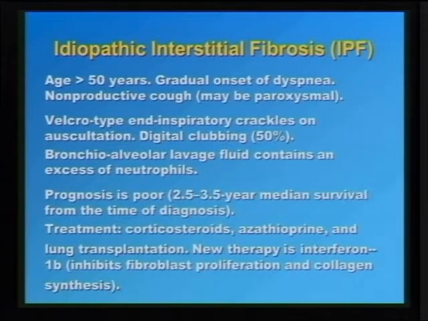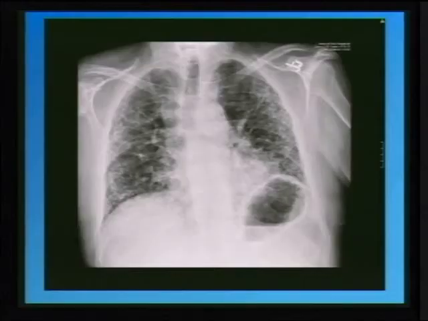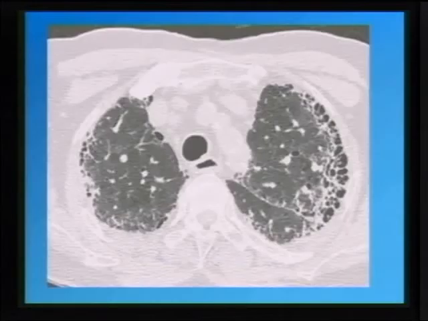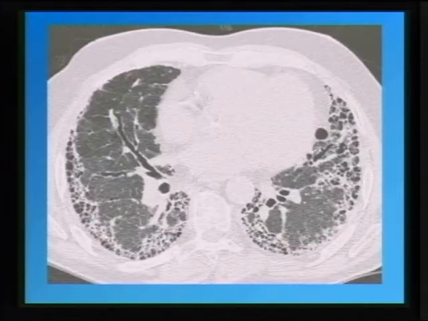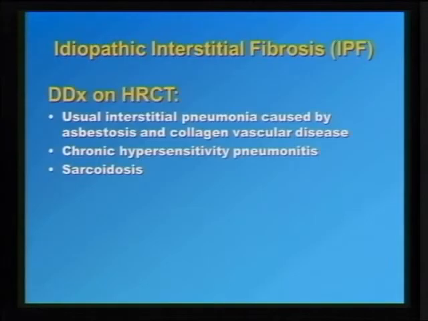Again, like I said, typically after the age of 50, and it does have poor prognosis, 2.5 to 3.5 median survival. And really treatment right now, if the patient can qualify, is lung transplant. And they may benefit from either single lung transplant or double lung transplant. But again, here's another example of UIP or IPF showing this peripheral distribution of the pulmonary fibrosis and the honeycombing.